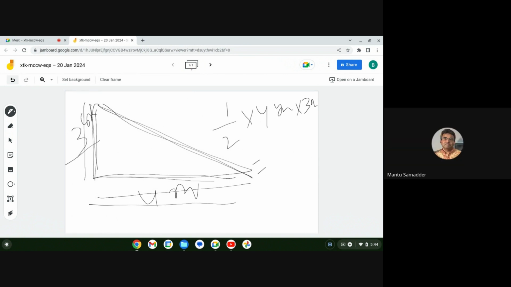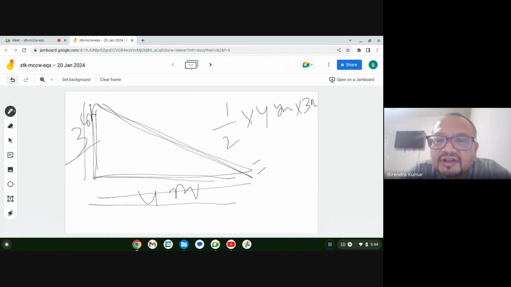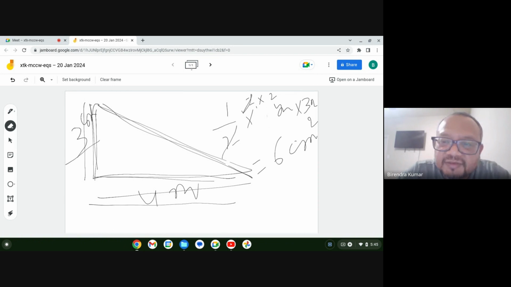Then I can do tic-tac-toe, right? This 4 becomes 2 into 2. So this 2 and this 2 will be gone. This 2 and this 2 will be gone. So I have 2 into 3, 6 centimeter square. Sorry, this is 6 meter square, because my unit is 4 meter here and 3 meter here.